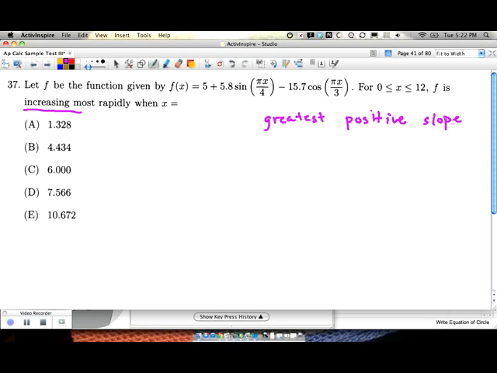Well, the greatest positive slope is going to be the greatest derivative, or the max of f prime of x. That's what we need to look at. So let's start with this and then work our way from there. If I look at this function, first thing that I want to try is to find the max of the derivative. Well, I can actually use my calculator to graph a derivative.